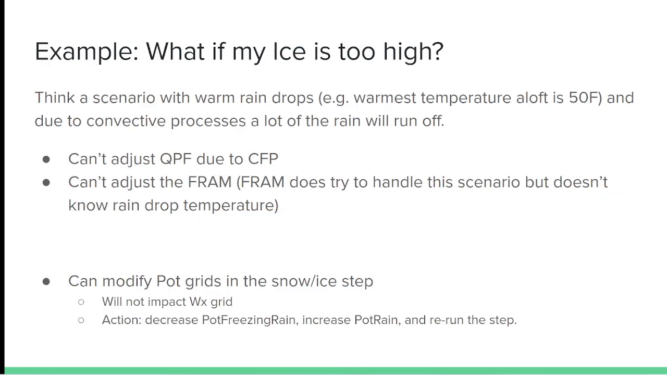In instances where there is a strong warm nose aloft, even one with K present, the ice accumulation output from the FRAM could be too high. The FRAM does try to account for these scenarios as the precipitation type rate diagram showed earlier. However, recall the box and whisker spread in that diagram, and that's because of the CFP, you may not be able to change the QPF. In this situation, the best route to proceed is to modify the pot grids that load in this step, decrease pot freezing rain, and increase pot rain values, and then rerun the snow ice accumulation.